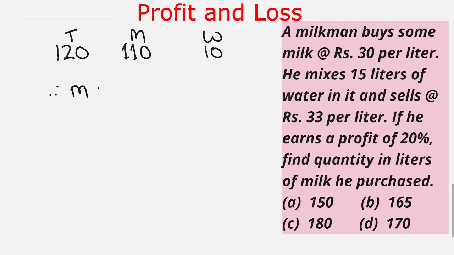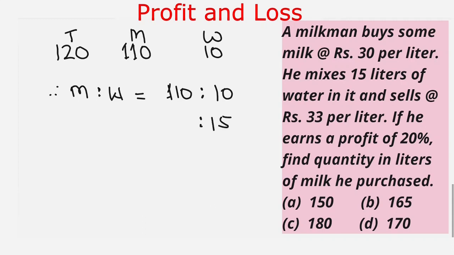Therefore, milk ratio water equals 100 ratio 10. But it is given that the water mixed was 15 liters. If we make water equal to 15, then we have to multiply 100 ratio 10 by 1.5. So 1.5 multiplied by 10 is 15. So water becomes 15.